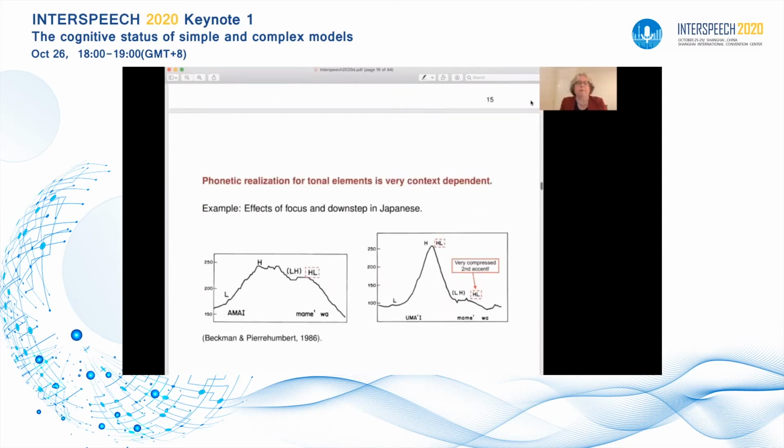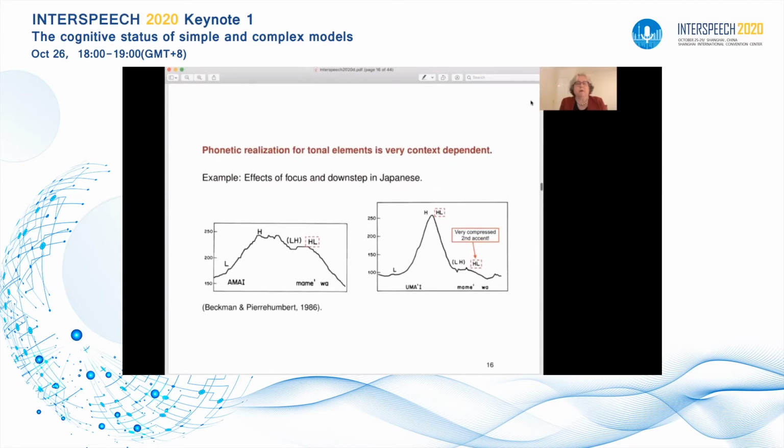So here's an illustration of how the phonetic realization for tonal elements is very context dependent. And this is pulled from work I did with my wonderful collaborator, Mary Beckman. And the example shows effects of focus in downstep in Japanese.